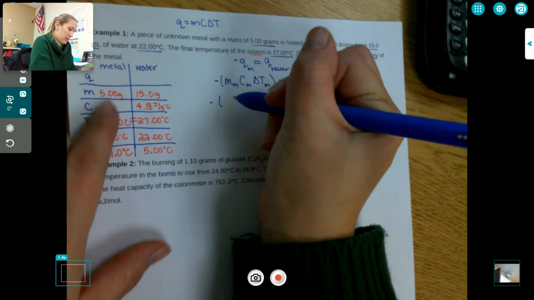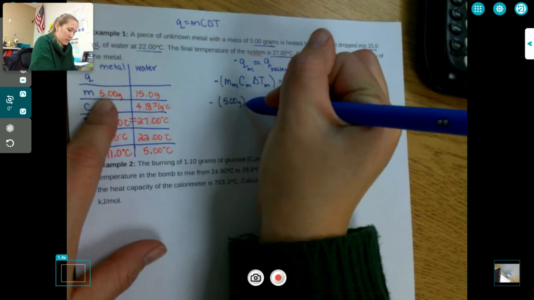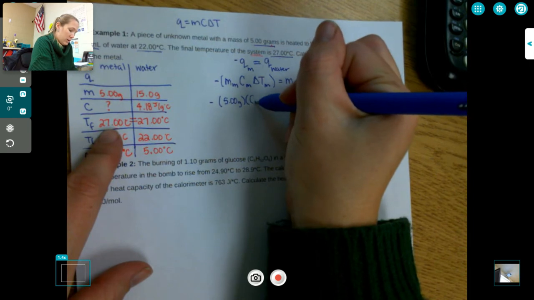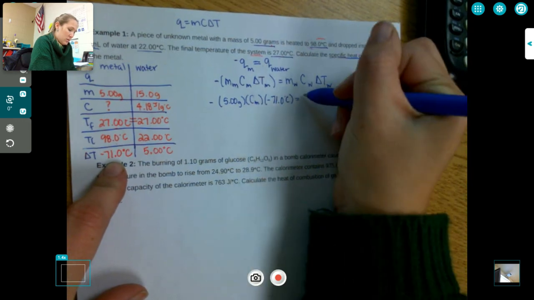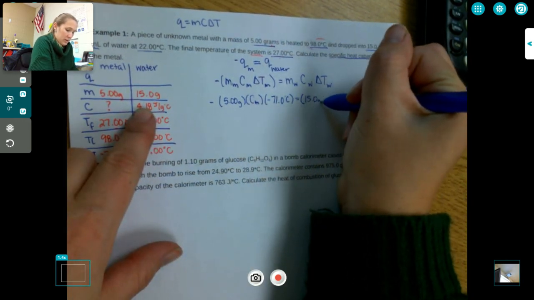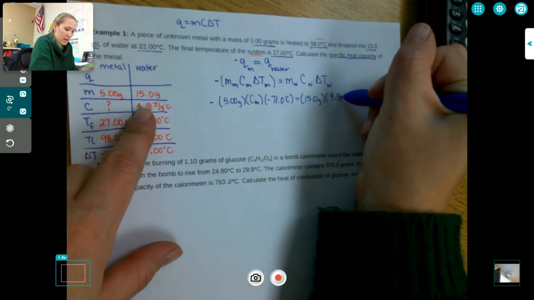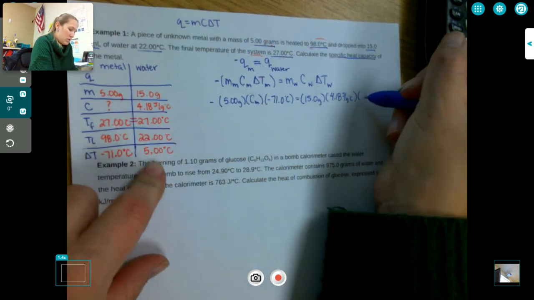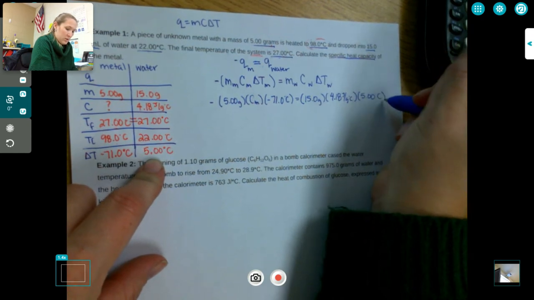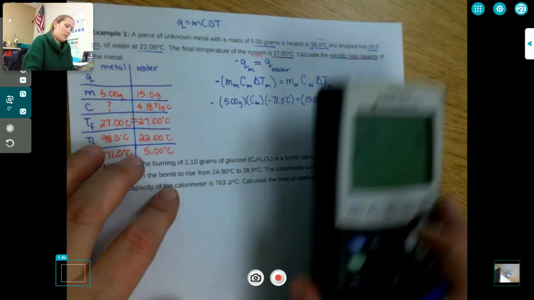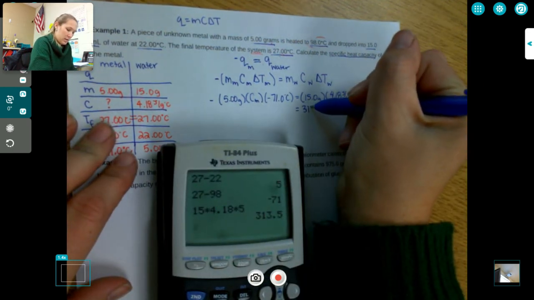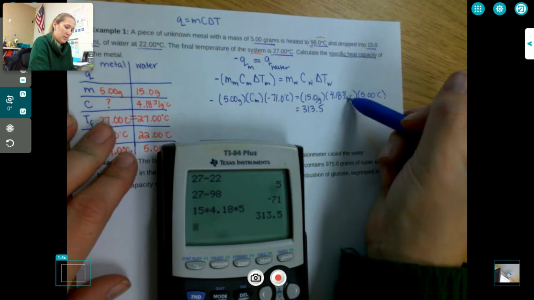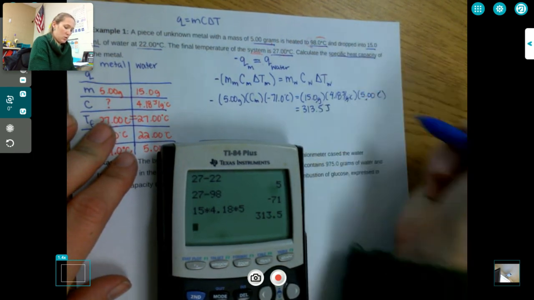So I'm going to plug in my values. Negative mass of metal, 5 grams, specific heat is what we're looking for, change in temperature, negative 71 degrees Celsius, equals mass of water, 15 grams, specific heat of water, 4.18 joules per gram degree Celsius, change in temperature, 5 degrees Celsius. Multiplying 15, 4.18, 5 gives me 313.5. Grams cancel with grams, Celsius with Celsius, so we're left with joules.